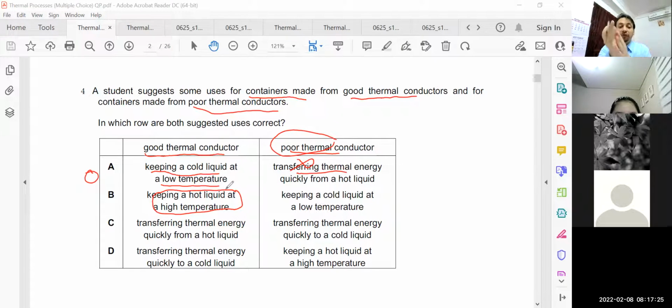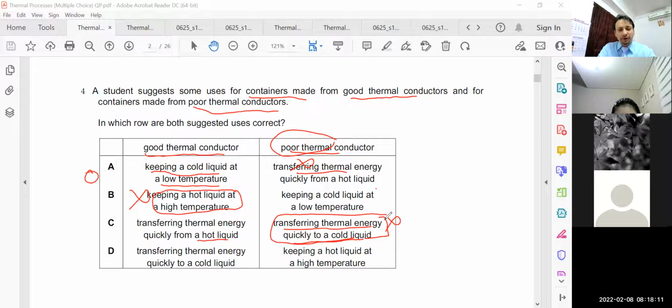If some hot liquid is put in a good thermal conductor, then heat transfer takes place. And on the right hand side, if I see the option keeping a cold liquid at a low temperature, may be possible, but here this side is wrong. If I go to the option number C, transferring thermal energy quickly from a hot liquid. And again, on the right hand side, transferring thermal energy quickly to a cold liquid. Again, this portion is wrong. That's why the option C is also wrong.